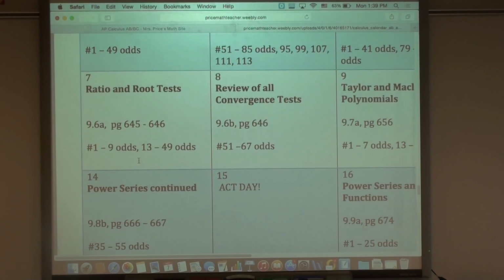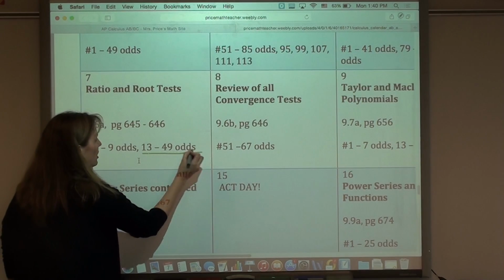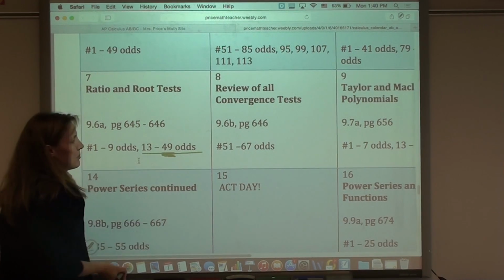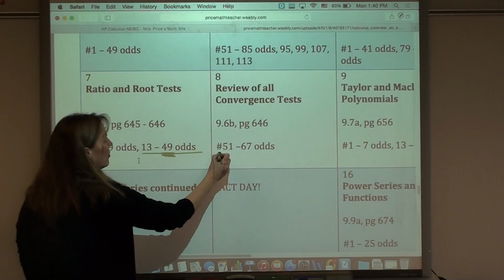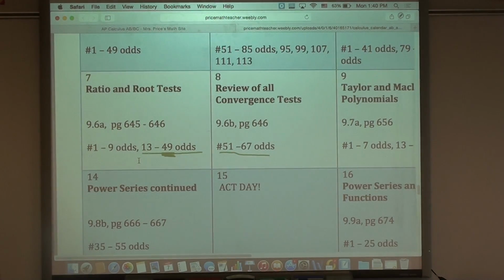So we're starting off the video very quickly with a mention of tonight's homework change, which is for section 9.6a, ratios and roots. We're doing 1 through 9 odds, and now we're also doing 13 through 49 odds. That's the big change. Tomorrow, it becomes a smaller assignment, 51 to 67 odds. All right, we good?